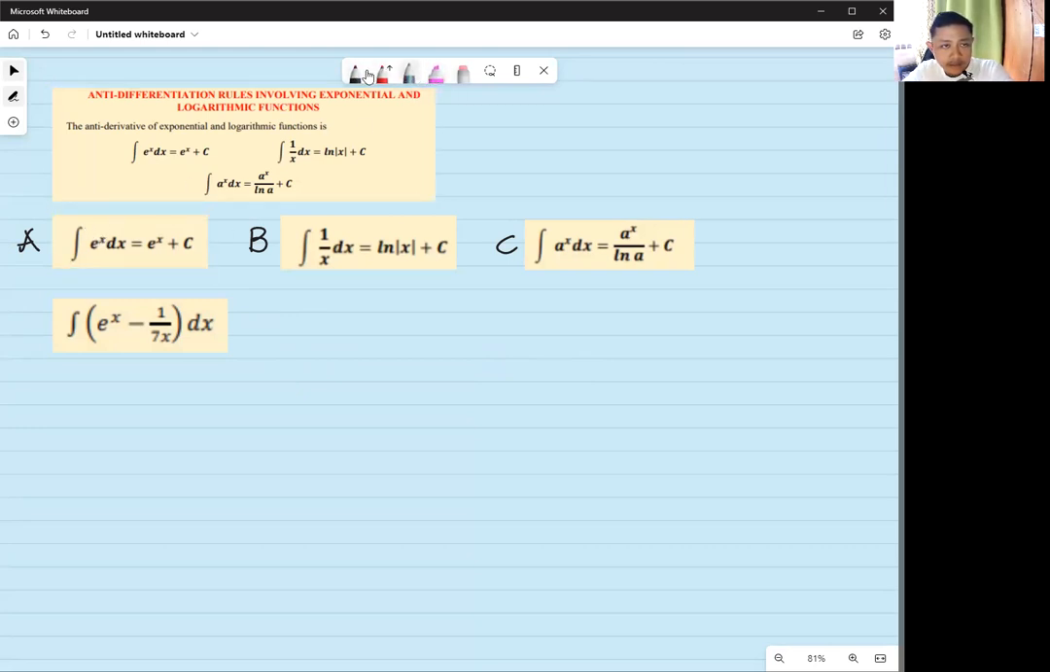In here, there should be e raised to x for letter A. In B, there should be 1 over x. And in C, there should be a over x, a raised to x. Okay? Let me see your answers. Your classmates are now chatting their answers. Very good.